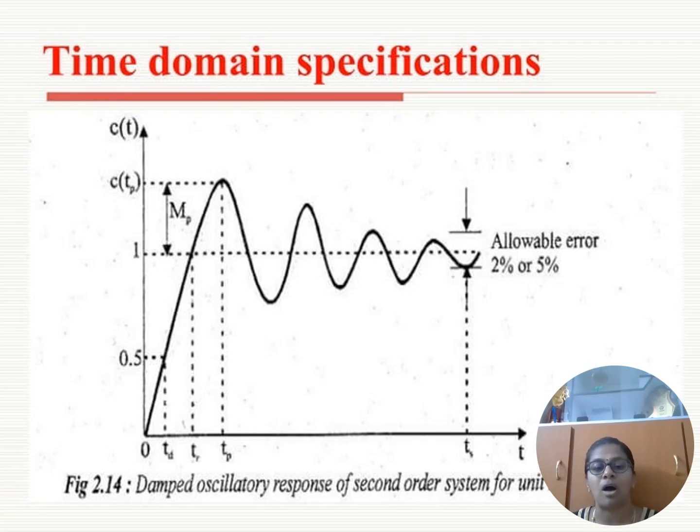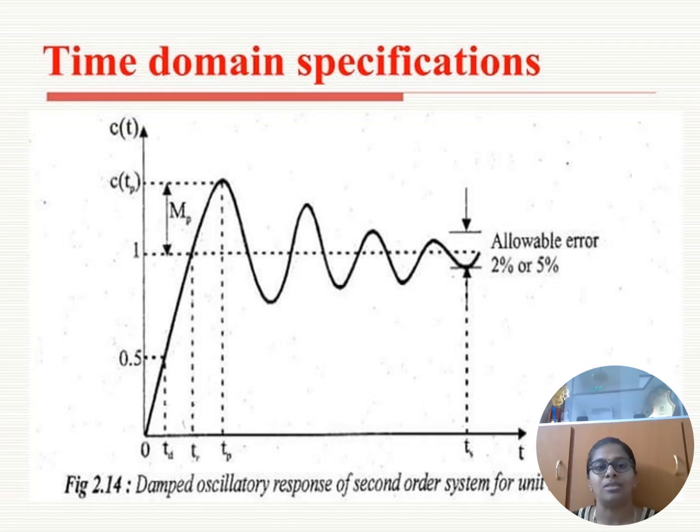After some oscillations, that is the transient response, the output settles to a stable state. That time is called the settling time. The settling time has a tolerance value, that is 2 percent or 5 percent. These are the time domain specifications for second order systems. Based on these specifications, how the output is produced from second order systems is analyzed.